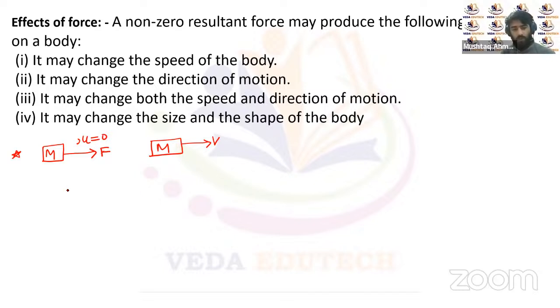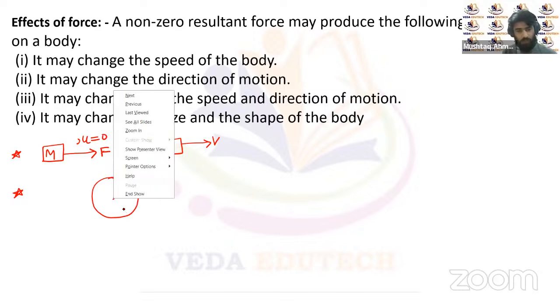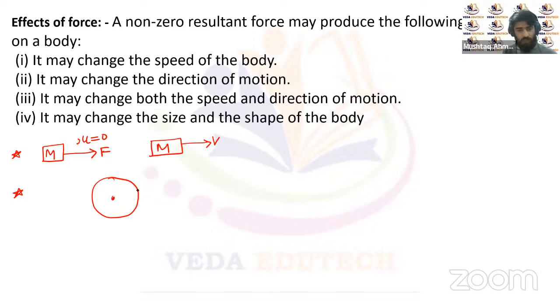And similarly, sometimes it may not change the speed, it may change the direction of a body only. We can have a case of circular motion. In circular motion, at every instant, the velocity of the body changes. This is the velocity of the body at every instant, and you can see that the direction of the velocity is changing. The change in direction of velocity is only possible when there is some external force acting on the body.